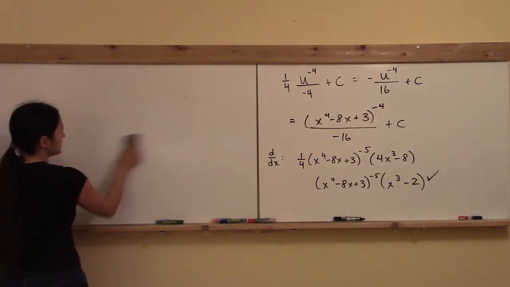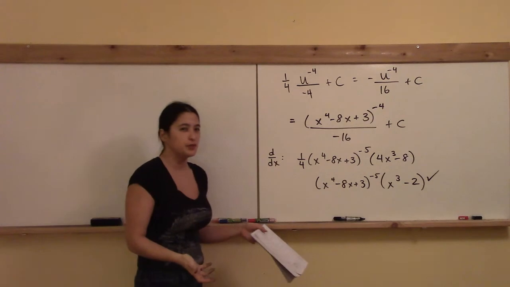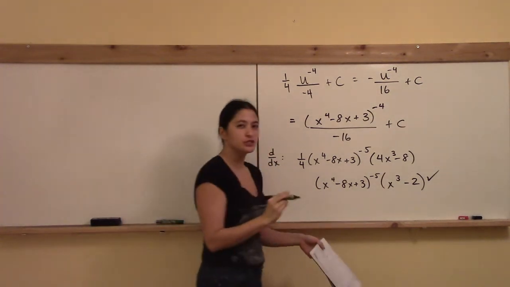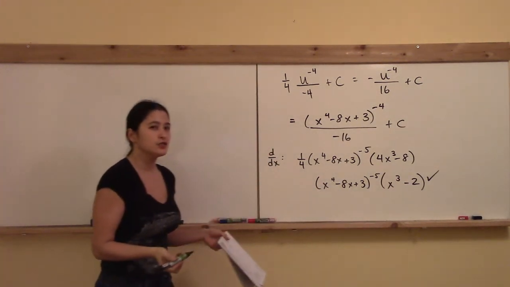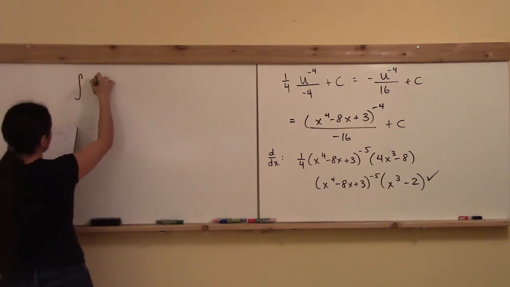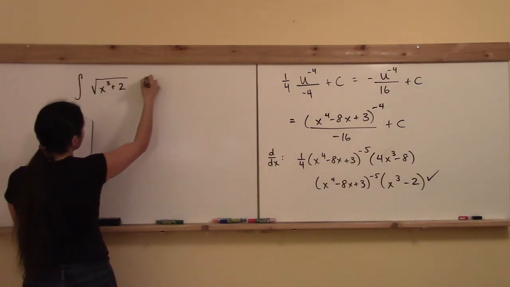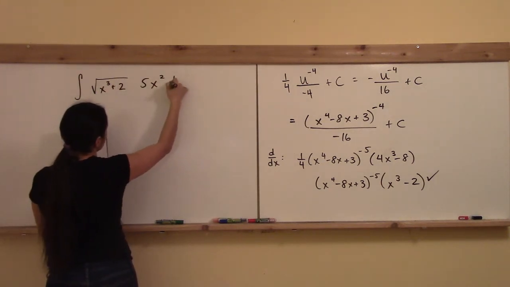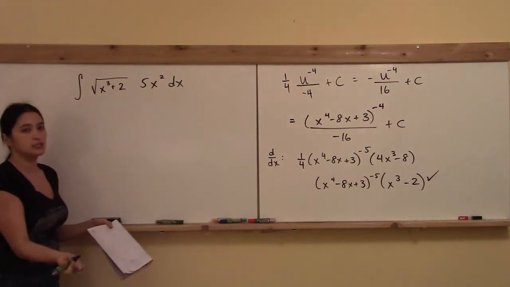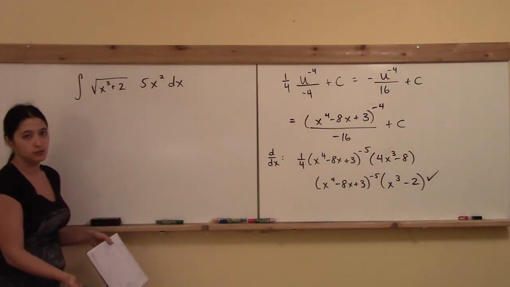Okay, so once again, this is going to be a problem where you're not exactly going to get your du, but you're going to get something that's very close. It's just going to be off by a constant, so you're going to have to figure out what that constant is. Here we're going to have the integral of the square root of x cubed plus 2 times 5x squared dx. Now the 5x squared is outside the square root, the x cubed plus 2 is inside the square root.